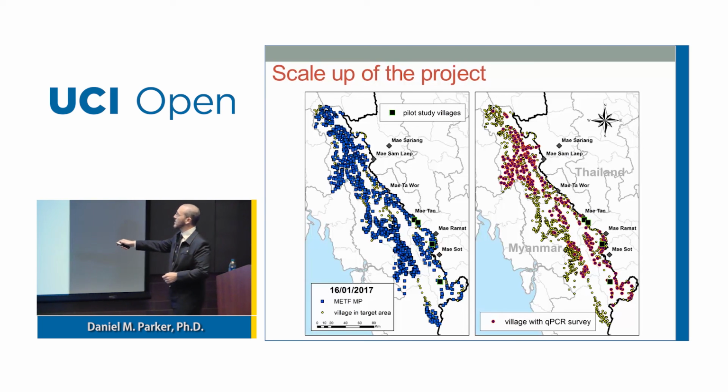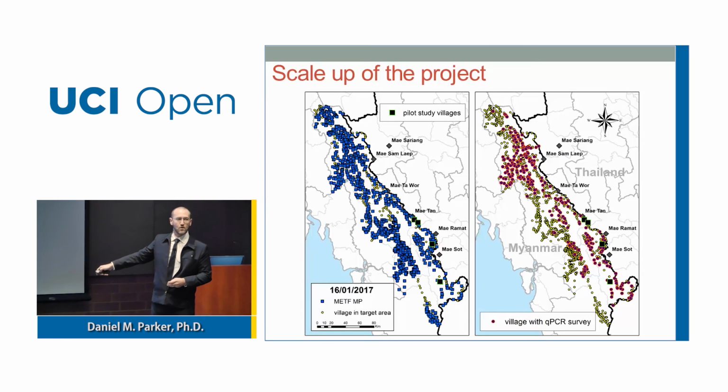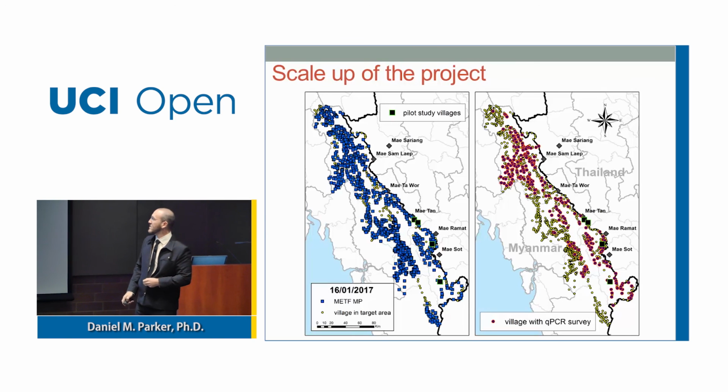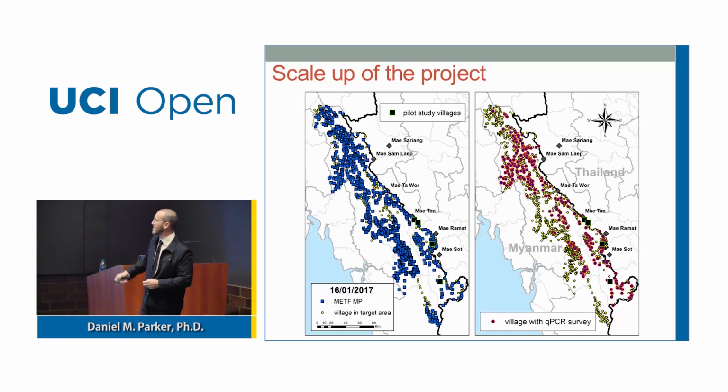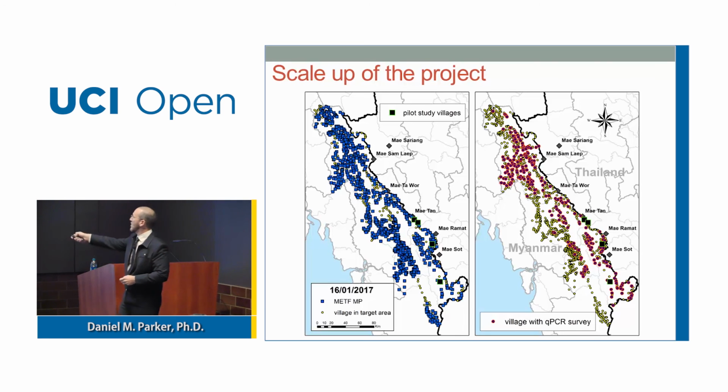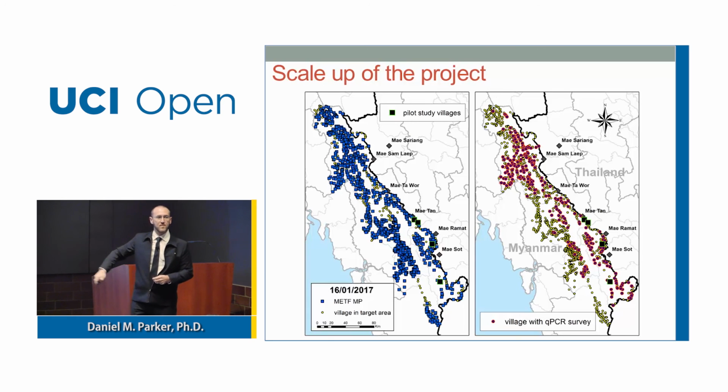And then we scaled up to this. The blue squares are where we currently have a malaria post operating. If there's a yellow dot behind it, that's a village that we don't yet have a malaria post in, usually for complicated political reasons. We'll get there. On the right-hand side, the pink dots are where we've done a blood survey. So we've done a screening.